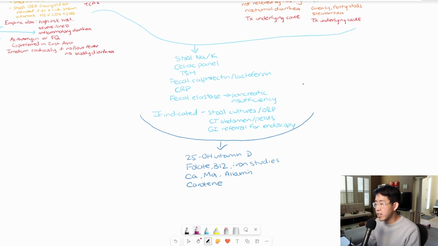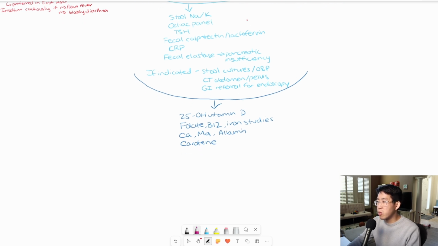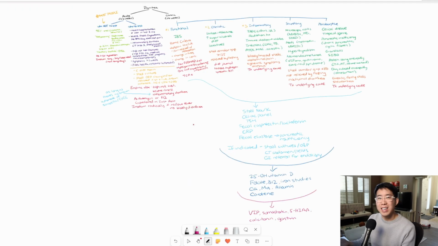At this point, you've already done quite an extensive workup, but we do have some additional tests if the cause still hasn't been identified. And at this point, you're going to be looking more for those rarer diagnoses, those zebras that we talked about earlier, which are the neuroendocrine tumors. So these tests would be a VIP level, a somatostatin and 5-HIAA level, and a calcitonin level, as well as a gastrin level.